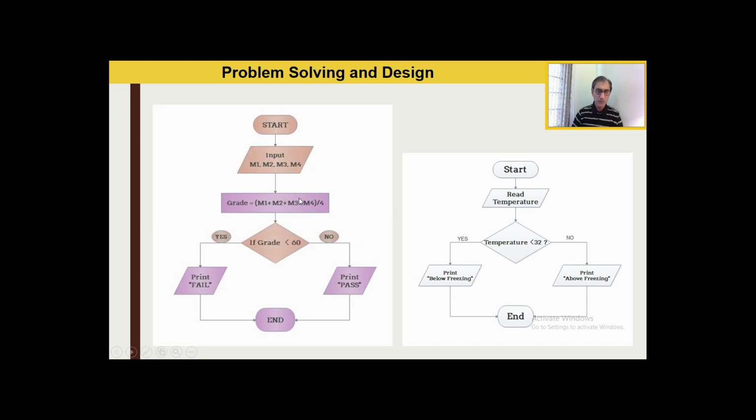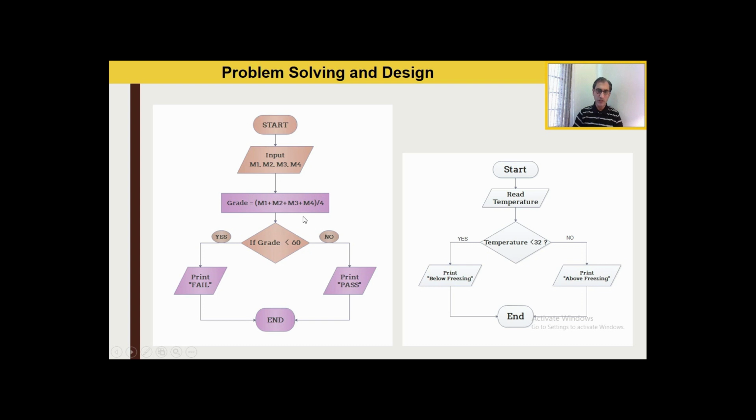Another example, start. As you do know, this parallelogram is an input output symbol. M1, M2, M3, M4. Now M1, M2, M3, and M4, say for instance, are marks for 4 different subjects. You input these marks, and then you add them up all together and you divide them by 4 to find out an average.